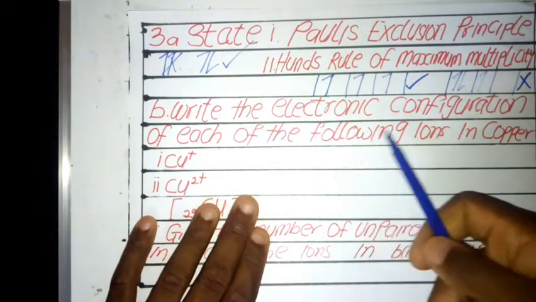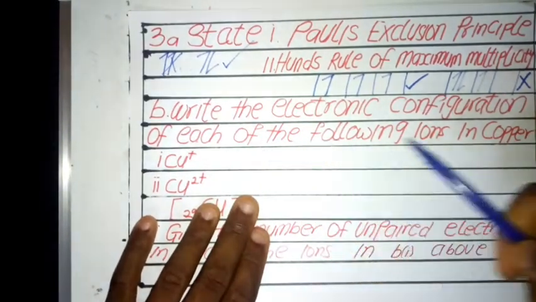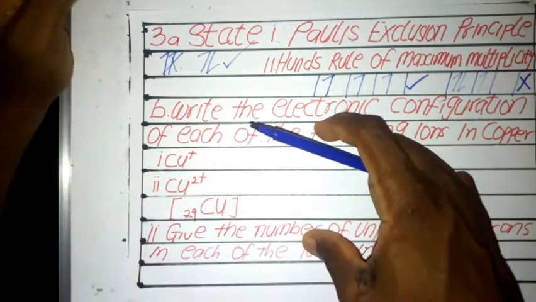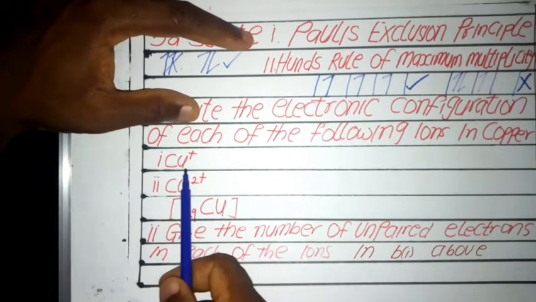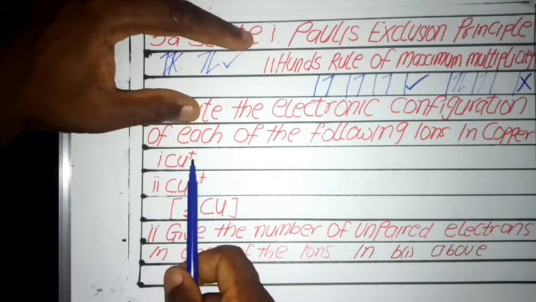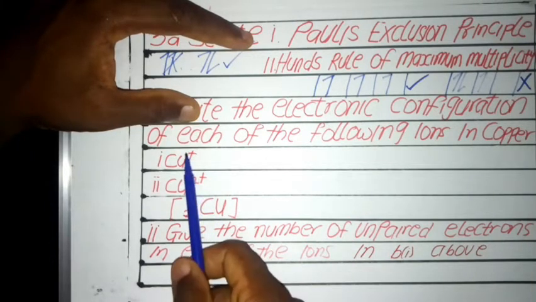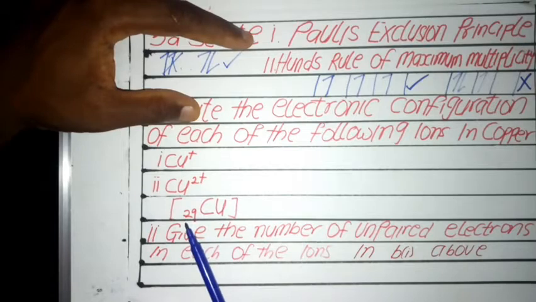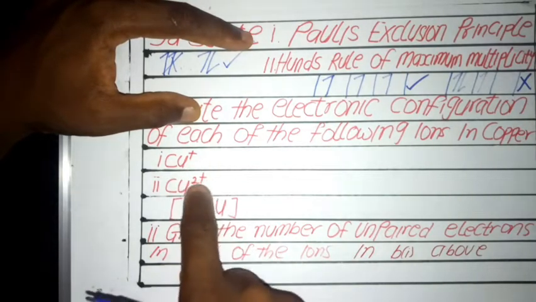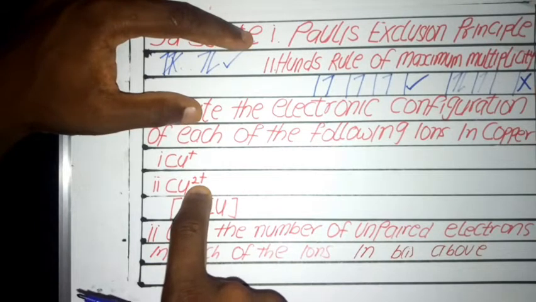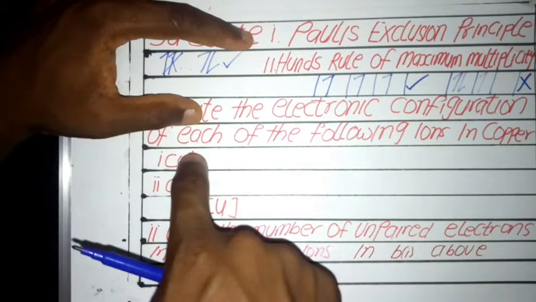Then write the electron configuration of each of the following ions of copper. So you are told to write the electron configuration of Cu+ and Cu2+. Copper is 29. When you say something is Cu+, that means it has lost 1 electron, meaning you're going to write for 28. Why? Because it has lost 1. This one has lost 2, right? So we're writing for 27 here and we're writing for 28 here.